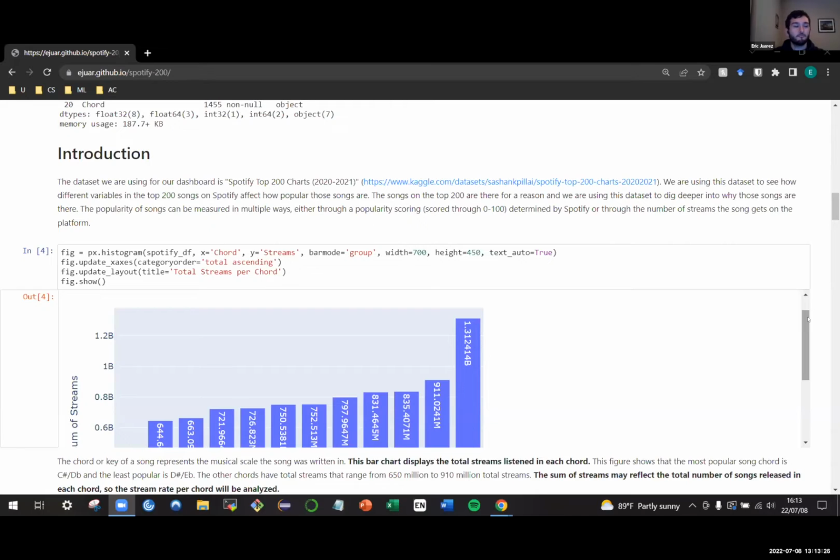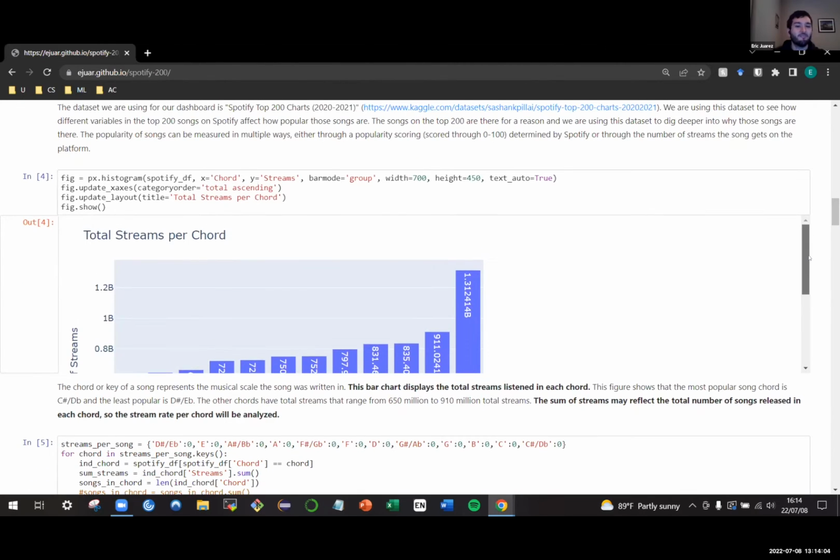Okay. The data set we are using for our dashboard is the Spotify Top 200 charts. We are using this data set to see how different variables in the top 200 songs on Spotify affect how popular those songs are. The songs on the top 200 are there for a reason, and we are using this data set to dig deeper into why those songs are there. The popularity of songs can be measured in multiple ways, either through a popularity score from 0 to 100, determined by Spotify, or the number of streams the song gets on the platform.